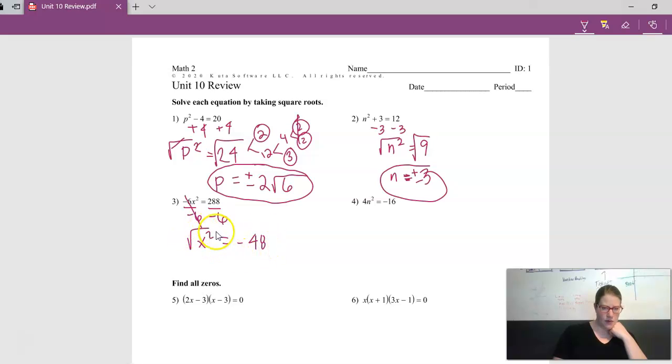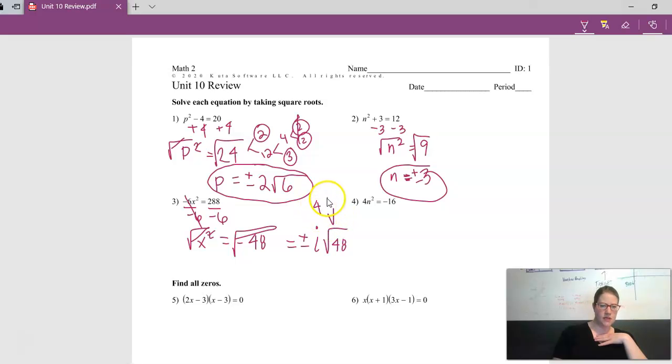Okay, I'm taking the square root of both sides again. Here the square and square root cancel. I have a negative under my square root. Again, it could be positive or negative, so I'm going to stick that in front. For the negative under the square root, I'm going to pull out an i, and then I have my 48.